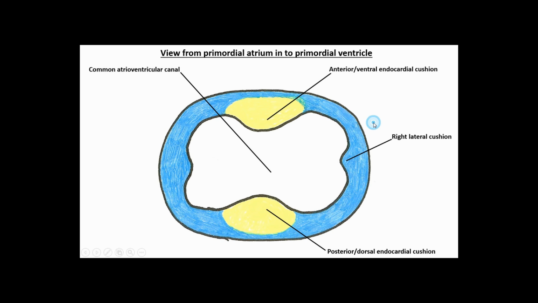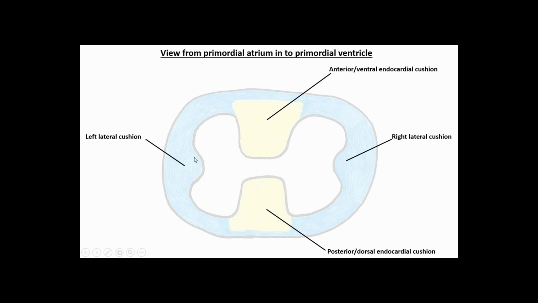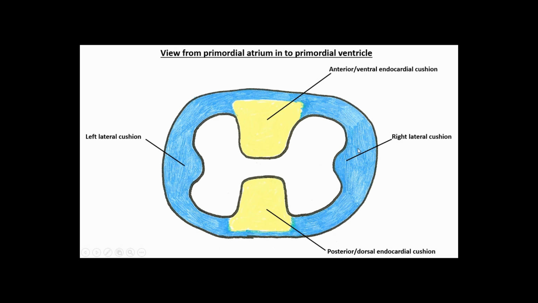Now, alongside these guys, we have little blebs on the right and left side called the left and right lateral cushions that help to impinge the canal a bit.